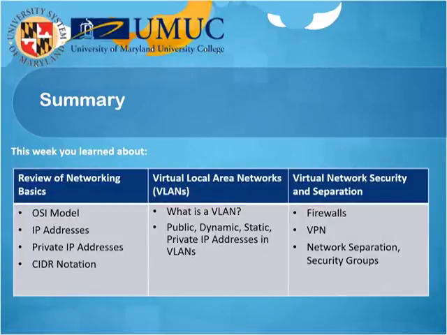In summary, this week we started with reviewing of networking basics, talking about OSI model, IP addresses, public and private, and CIDR notation. Next, we covered virtual local area networks or VLANs, defining them, and talking about public, dynamic, static, and private IP addresses within VLANs. Finally, we talked about virtual network security and separation, firewalls, VPN, and network separation, including security groups.